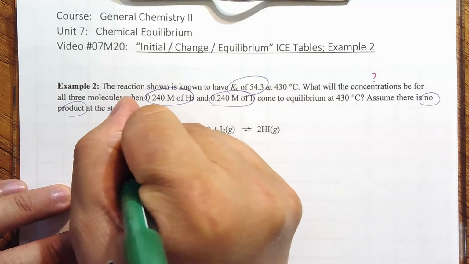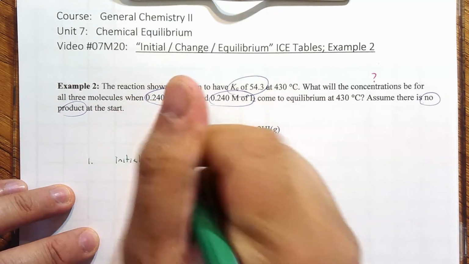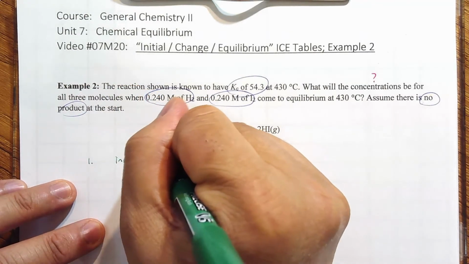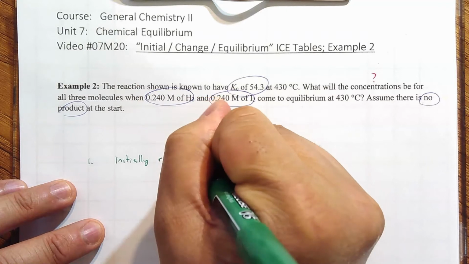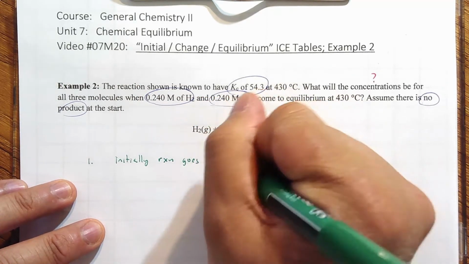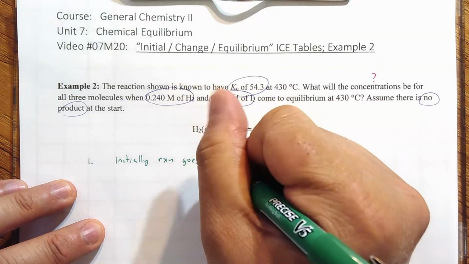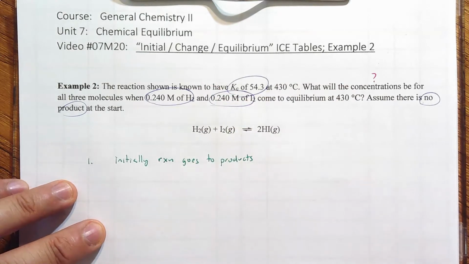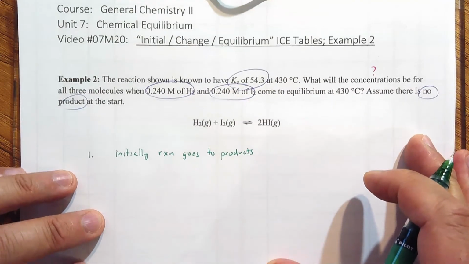So initially, before we reach equilibrium, the reaction goes either to the right or forward or to the products. I'll say goes to products, which means we're making products until we get up to equilibrium.